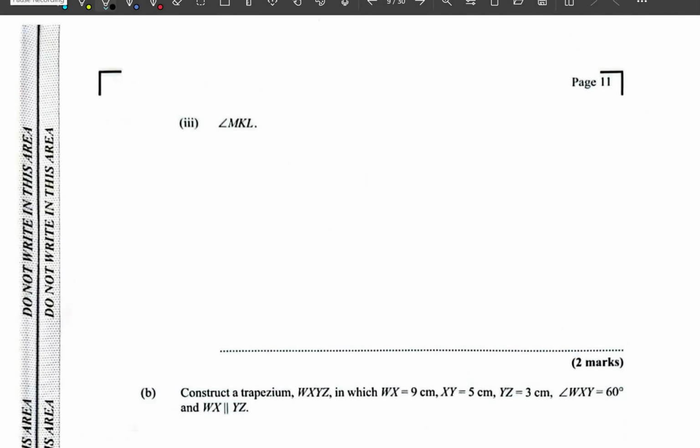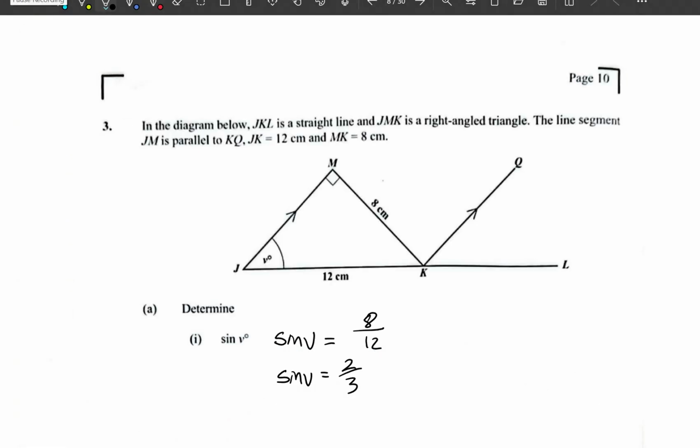Okay, so moving right along. Part 3 wants us to find angle MKL. So let's identify that angle MKL. That's this angle right here, M to K to L. This is going to be the obtuse angle MKL. To find MKL, we would need several angles. On second thought, we could simply find this internal angle here and subtract that from 180, and we would then get the angle M to K to L.